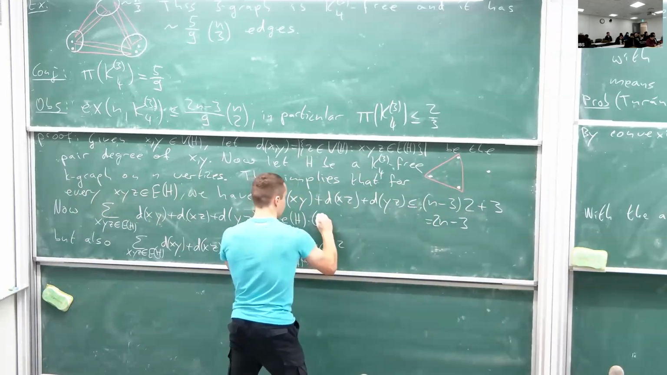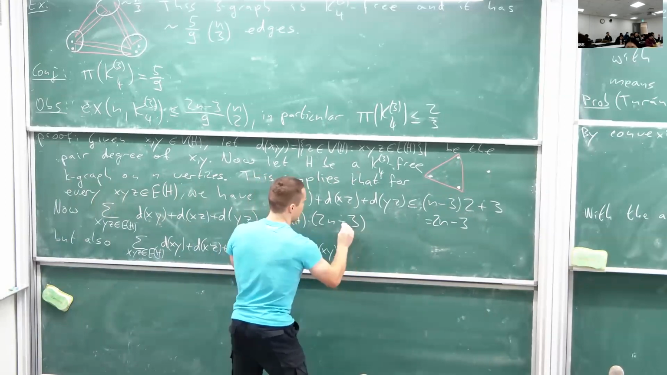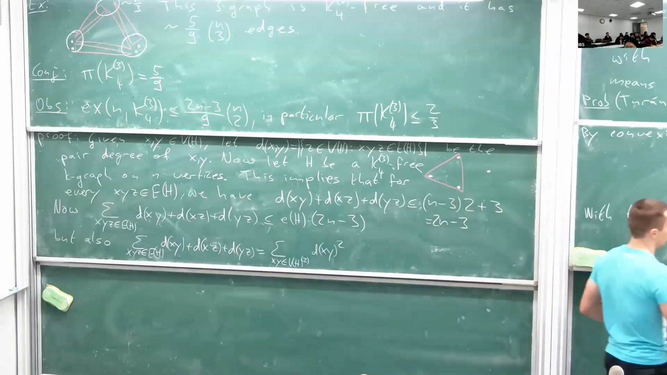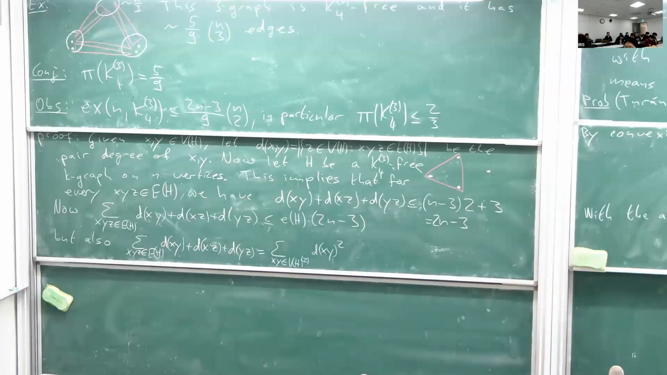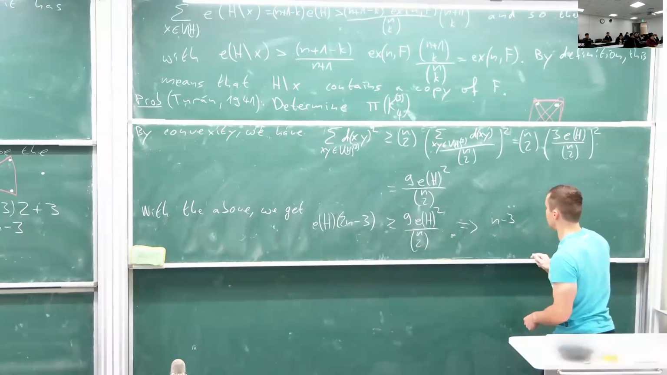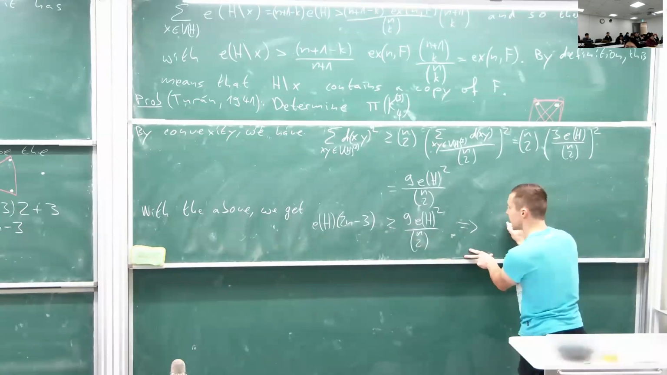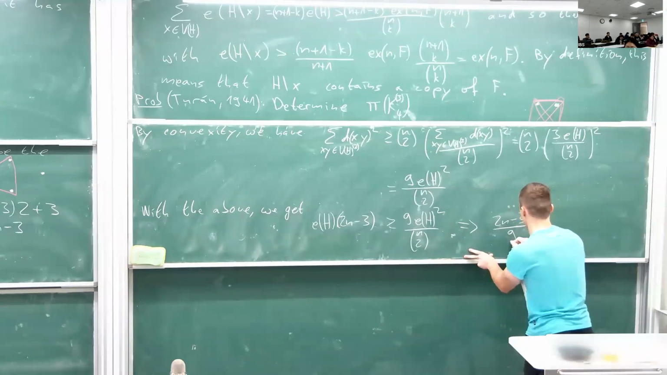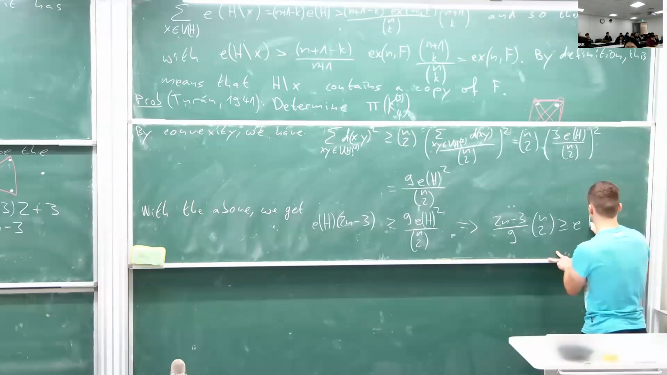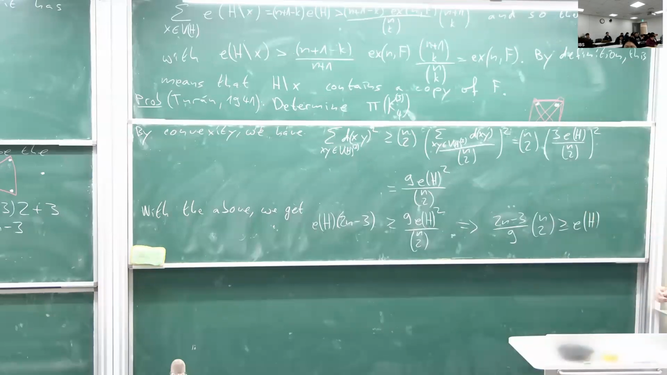So here we have 2n minus 3. And so that gives us here 2n minus 3. And so now canceling out, this gives (2n minus 3) divided by 9 times n choose 2. It's greater or equal to the number of edges. Okay, so sorry about that.